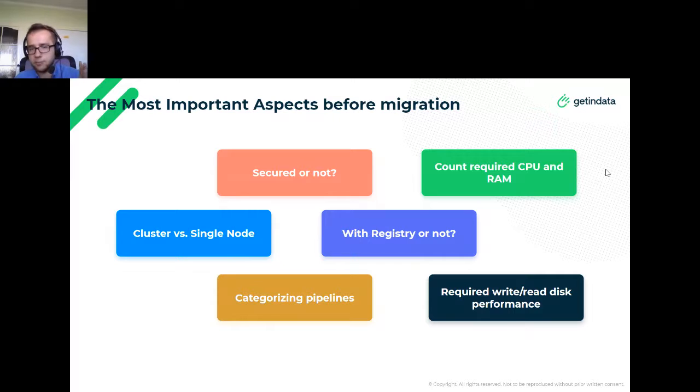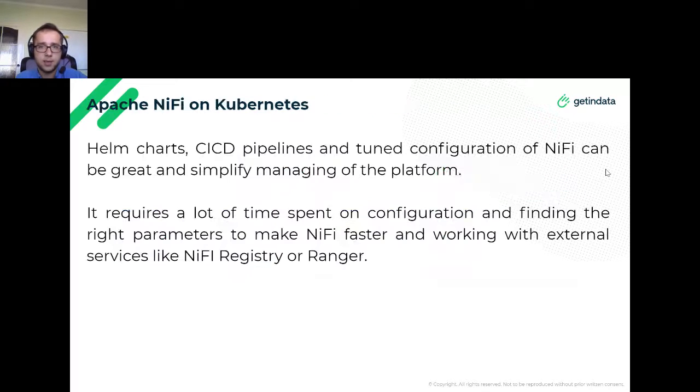The next thing is about categorizing the pipelines. So defining which pipeline are used for each team, and what are the dependencies between each pipeline, because it's also the next important thing. So finding the dependencies between different pipelines and how they consume data and how they depend on each other. And the last thing is about also monitoring the required write-read disk performance.